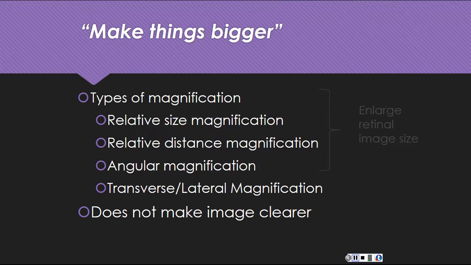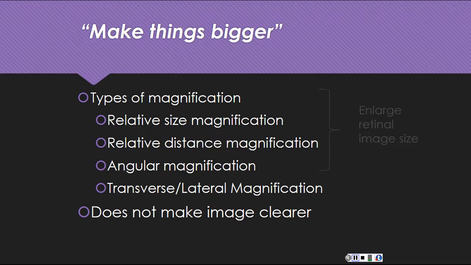And when we look at magnification, there are primary types that we look at for low vision. There are a lot of different kinds of magnification, but for low vision, these are the primary four that we take a look at: relative size magnification, relative distance magnification, angular magnification, and then transverse or lateral magnification.